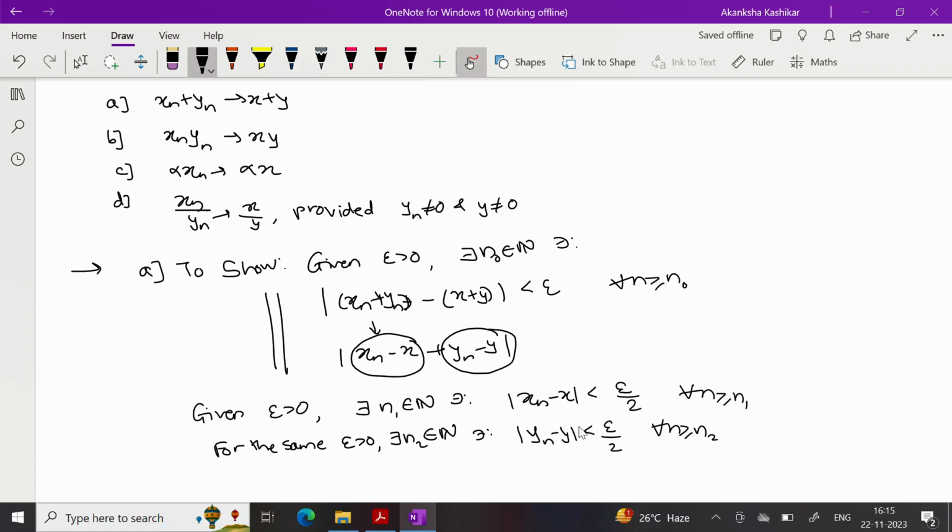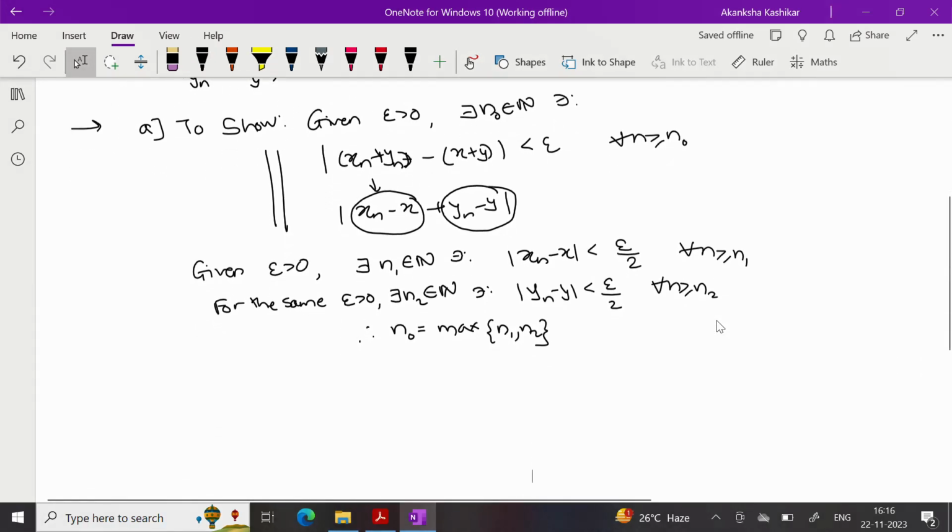Now ideally I want both these to hold. I want mod xn minus x also to be less than epsilon by 2, and I want mod yn minus y also to be less than epsilon by 2. So I want to talk about n which is larger than both n1 and n2. Therefore we define n naught as maximum of n1 comma n2. As a result, for every n greater than or equal to n naught, both these will hold. Mod xn minus x will be less than epsilon by 2, and mod yn minus y will also be less than epsilon by 2.